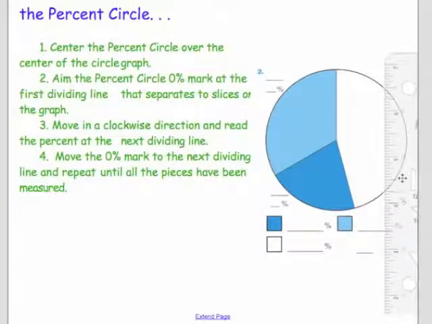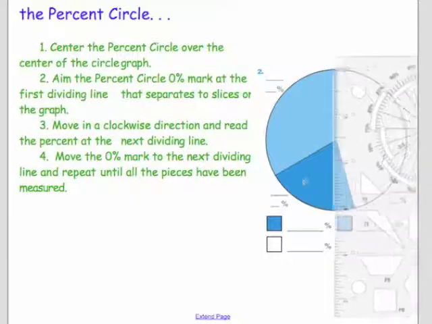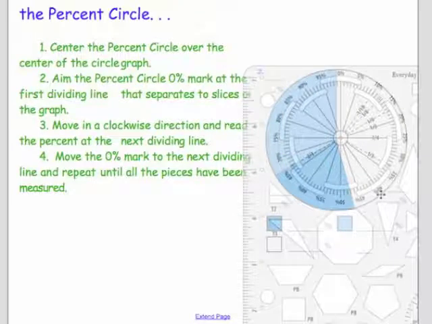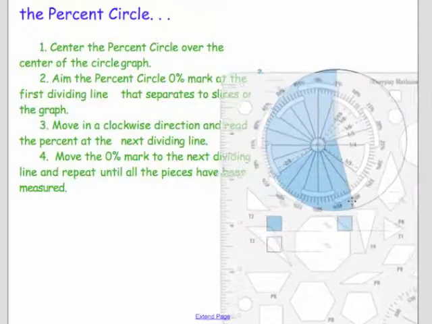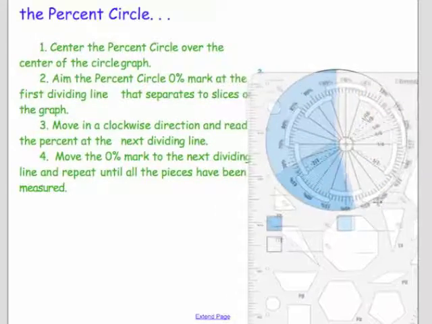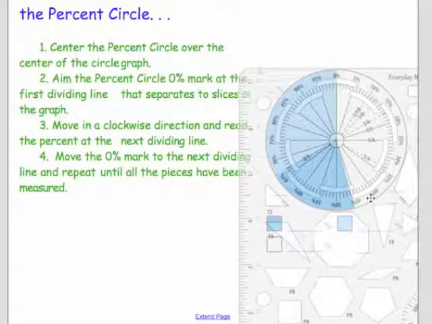So you should have your geometry template. You should also have your journal out. Let's look at number 2, and we're going to just place your geometry template right on top of the circle. The center of your percent circle has to be the center of your graph. I'm going to try to line this up as best as I can. There we go. That looks pretty good. And we're going to aim this 0% at the first dividing line.